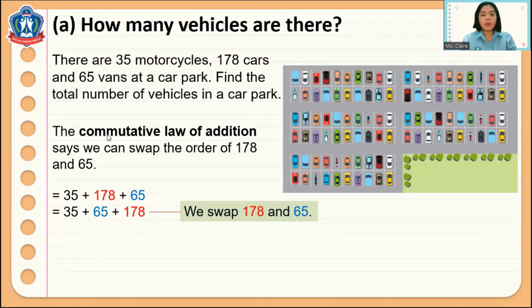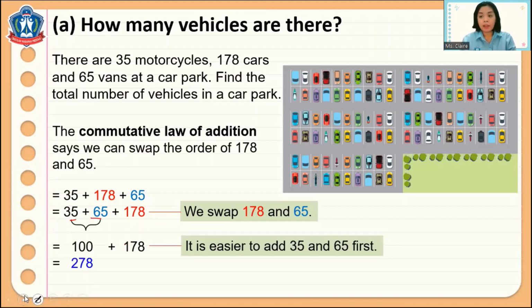We have what we call the commutative law of addition. It says that we can swap or switch the order of 178 and 65. We can swap them because it's easier to add 35 and 65. It will give us 100. Then plus 178, so it gives us the total number of vehicles in the car park, which is 278. So when we say commutative law of addition, we can switch the numbers that we are going to add. Still, the answer is the same.